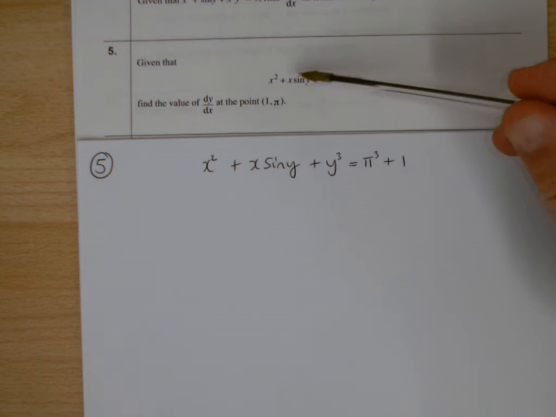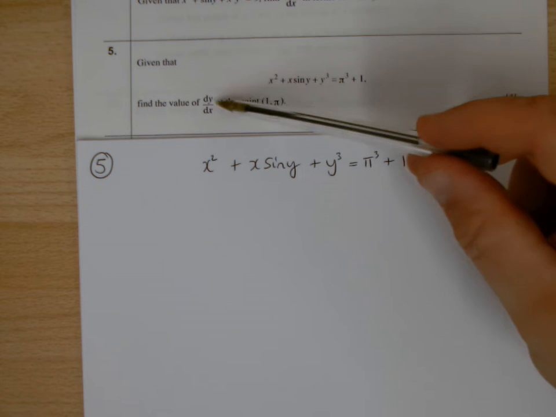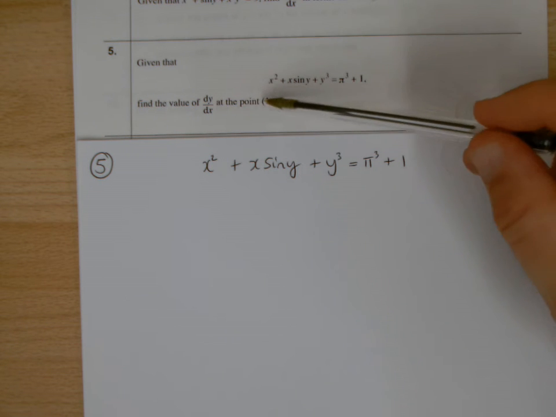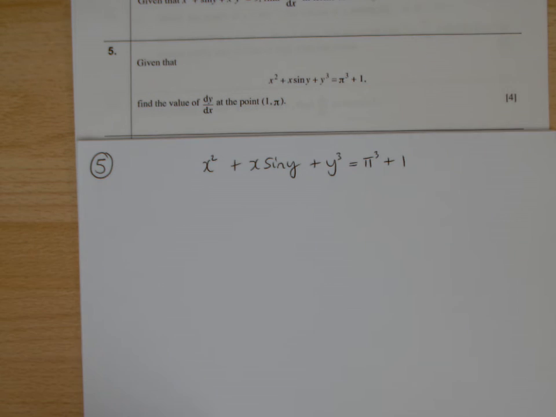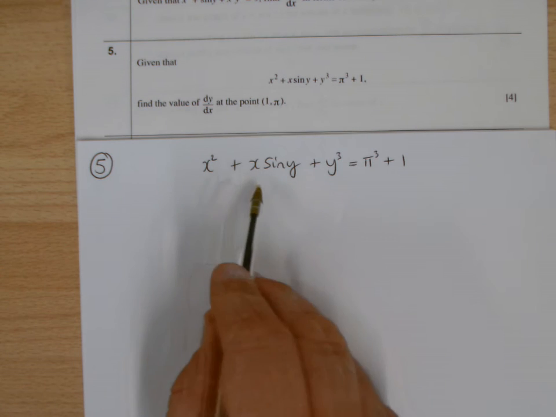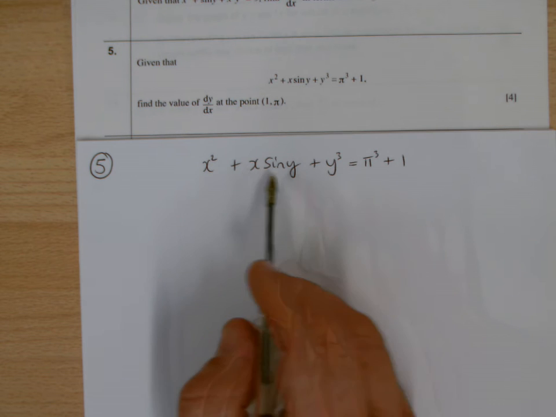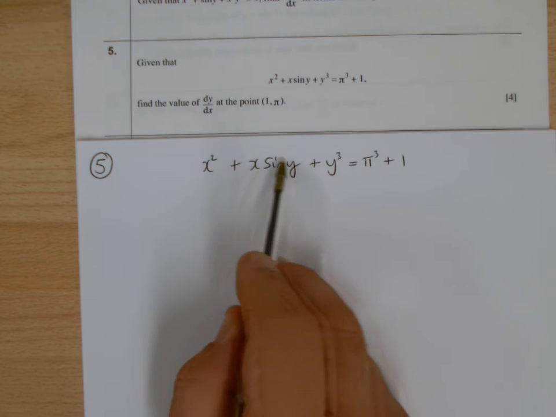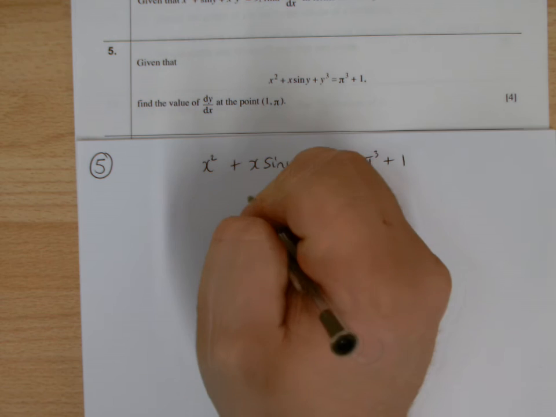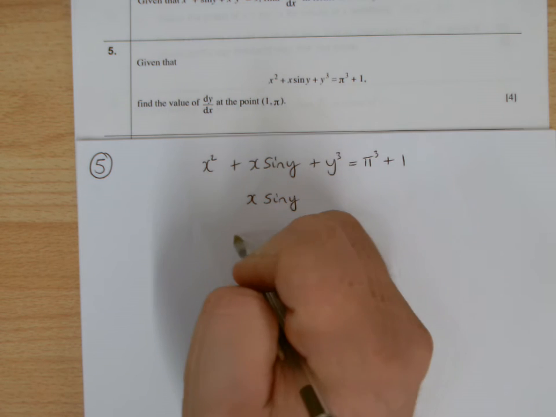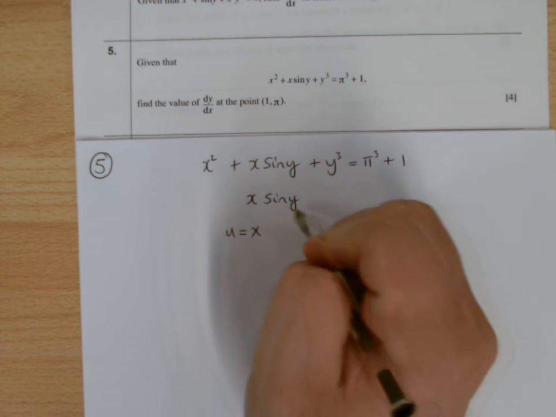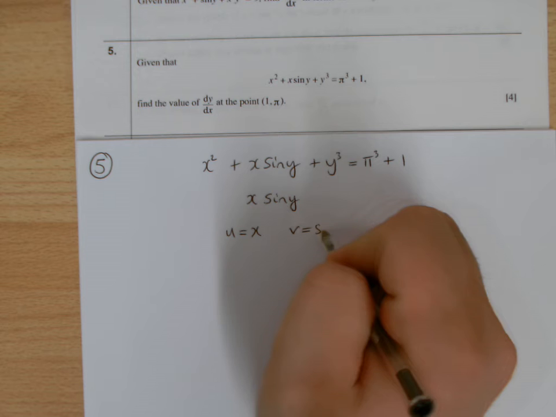Okay, so we've got another implicit function here, and they want us to find the value of dy/dx at the point (1, pi). When we differentiate this, we need to appreciate that we've got a product here, so we'll deal with that to start with. The product is x sine y, so u will be x and v will be sine y.